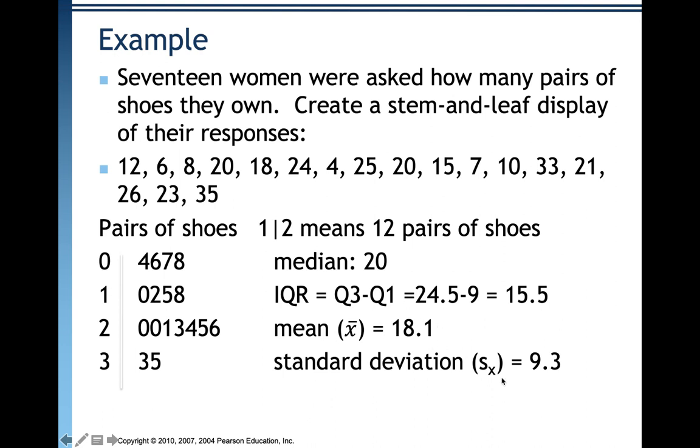Now, for standard deviation, you can do this by hand, but you're going to have to take each observation, subtract 18.1, square that, and then add it to the next observation minus 18.1 squared, and then add it to the next observation minus 18.1 squared. Divide that whole sum by 16 because we use n minus 1, and then take the square root. Or you can learn how to use one variable statistics on your calculator, where it will be designated as SX.